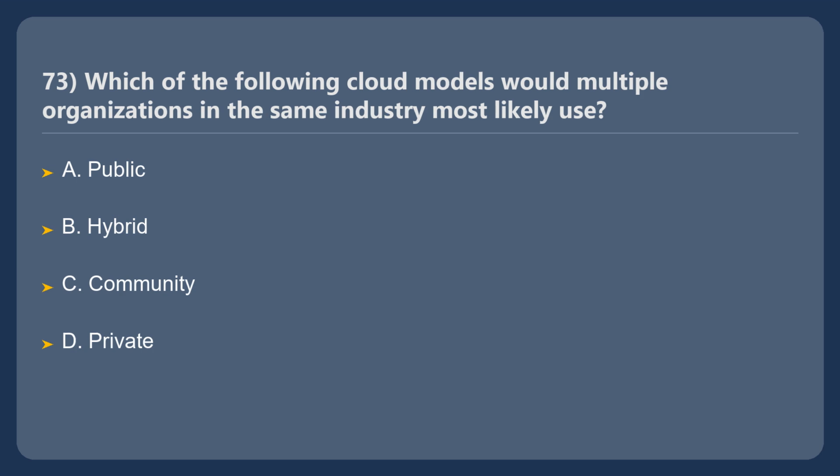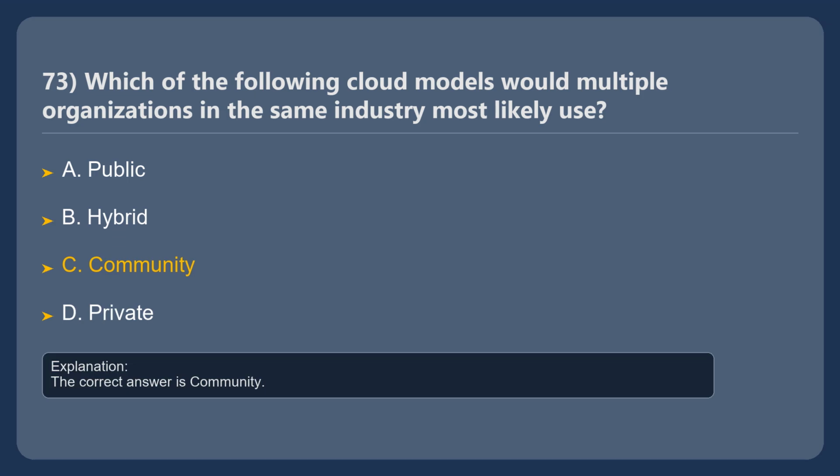Question 73. Which of the following cloud models would multiple organizations in the same industry most likely use? Option A, public. Option B, hybrid. Option C, community. Option D, private. The correct answer is option C, community.